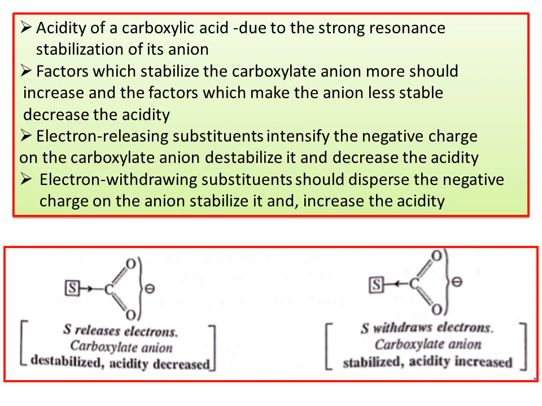whereas in this example the substituent is an electron withdrawing substituent which disperses the negative charge on the carboxylate anion, therefore stabilizes the carboxylate anion and acidity increases. Collectively, we can say that electron releasing substituents decrease the acidic strength, electron withdrawing substituents increase the acidic strength.